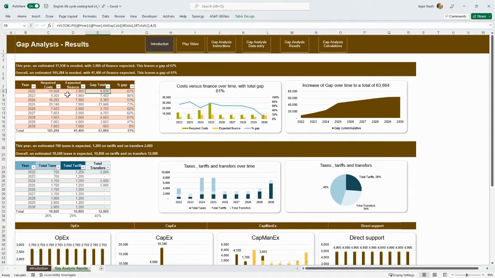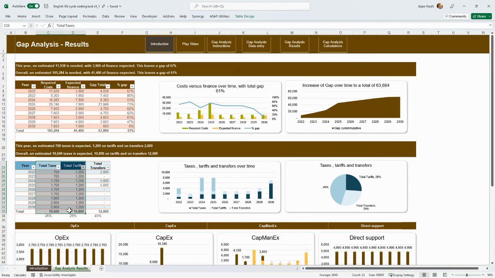This way, it allows you to start seeing when there is an even bigger gap and when, for instance, in this case 2025, the gap is at its biggest. Here you can see how the gap increases all the way to 2030. It's just an indication how much money is needed for the SDG up to 2030.